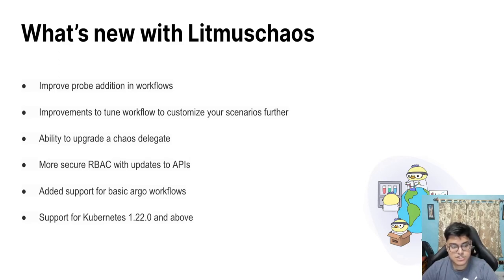Similarly, once Kubernetes updated to 1.22.0 and above, there were a few APIs, manifests and deployments that users from the community side were trying, and they were unable to execute them because we didn't have support for 1.22 and above. We have also addressed that, and currently we do support all Kubernetes versions from 1.22 and above.